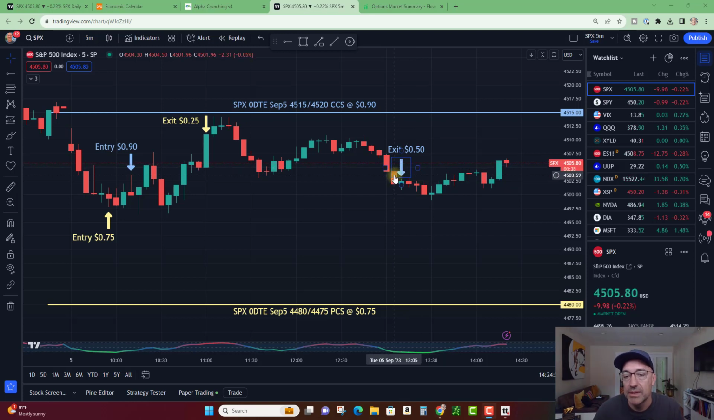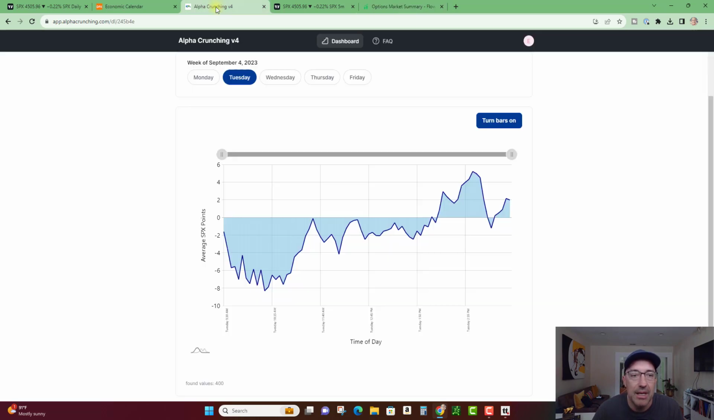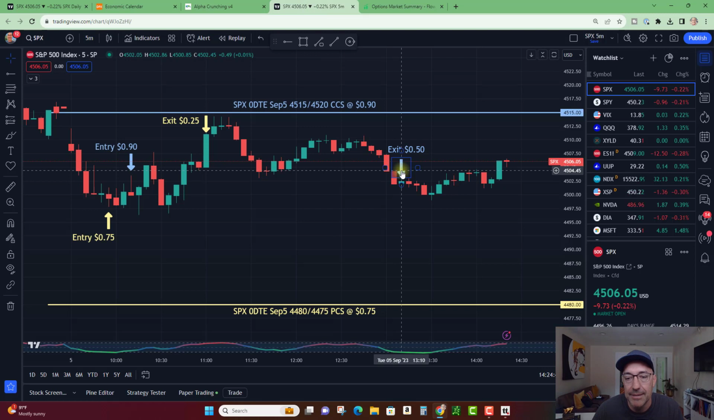The other thing that was maybe telling me to get rid of this call side was that the calls had outpaced puts by this point in the afternoon, although it was pretty choppy. So as I got that dip lower, I was like, let me just take the profit and get out of there. Alpha Crunching is also saying, hey, there could be a little end of day push here. And since we were only 10 points away from the money, I was just wanting to take the profit.